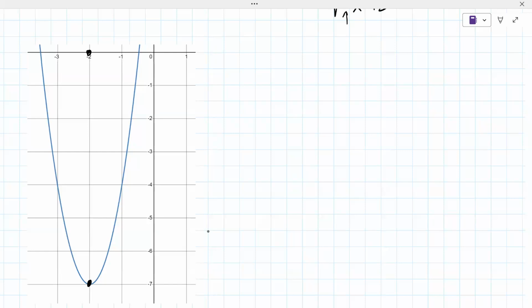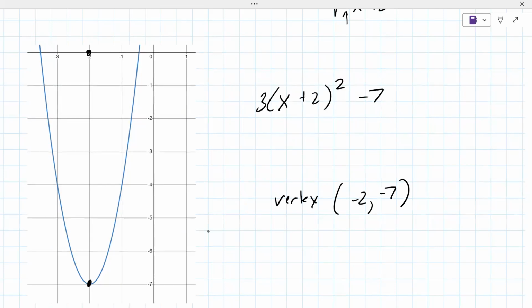Okay, I have 3 parentheses x plus 7 squared minus 2. What's the vertex here? -2, -7. Oh, okay. Try that one more time. X plus 2 squared minus 7. Okay. Very good. All right. So we can keep going.